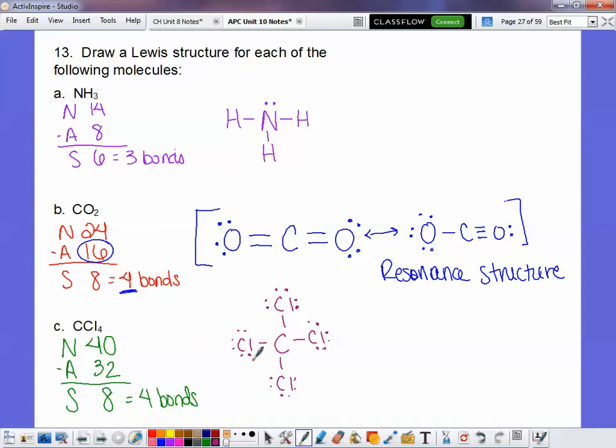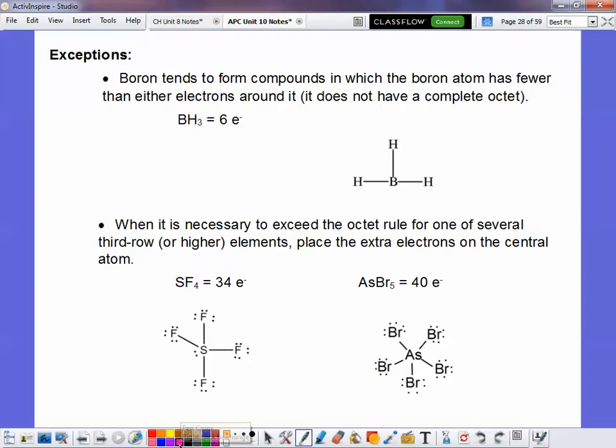All right, so we have some exceptions, some things that don't necessarily need 8. And those include, there are some that are okay having less than 8. In addition to hydrogen, which remember always only has 2, boron is another one that is okay having less than 8. It actually only wants 6 electrons. For example, boron trihydride, BH3, looks like this. So there's no lone pair on that boron. It's happy. It's good to go. So that's just an exception you need to remember.